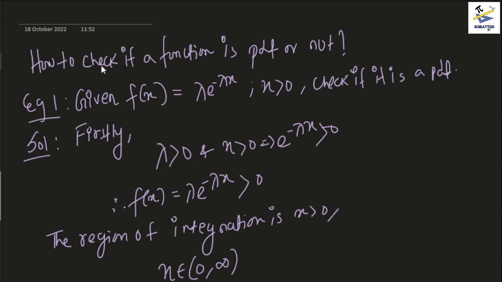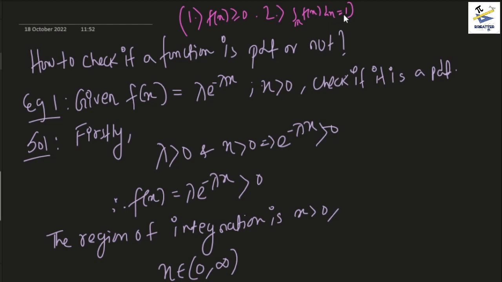And well, I'll just write down the conditions here, because if you want to do it on your own, you might need these conditions. So number 1 would be f of x is greater than or equal to 0, and number 2 would be the integral over all R of f of x dx should be equal to 1. These are the two conditions that need to be satisfied in order for a function to be a PDF.